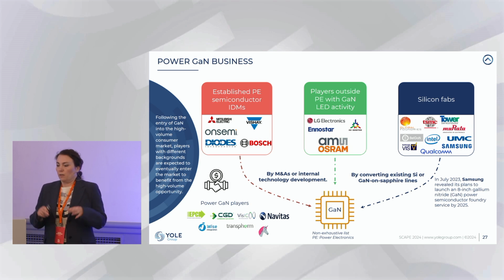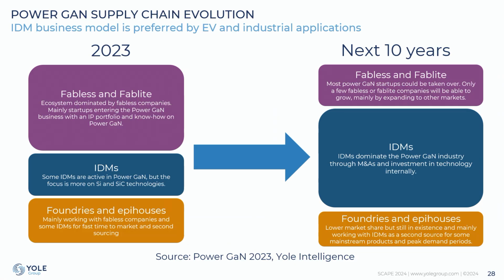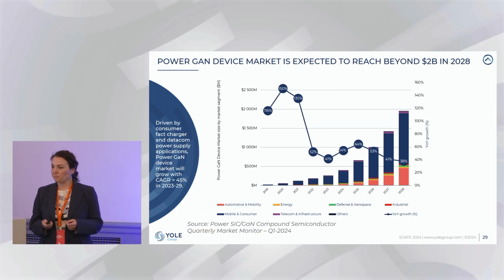So the fabless power GaN players, the idea is for now they are there. We will see how they could collaborate with the other players in the market. But what we expect, and what we think will be the trend in the future, is that now the situation is mainly fabless and fab-lite, and we think that we will go more and more to IDMs, also in the GaN industry, like for silicon carbide.